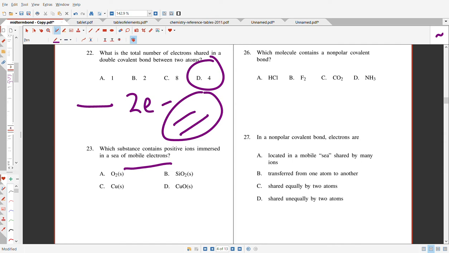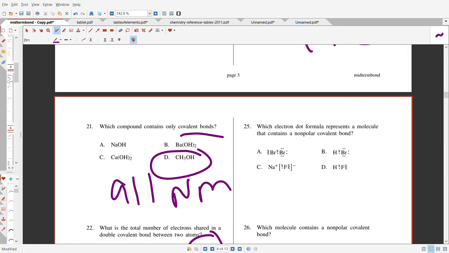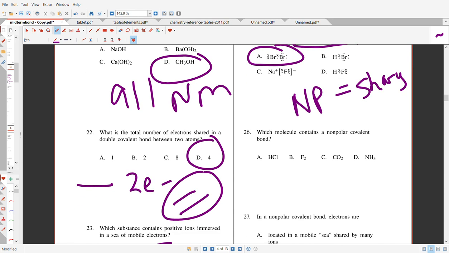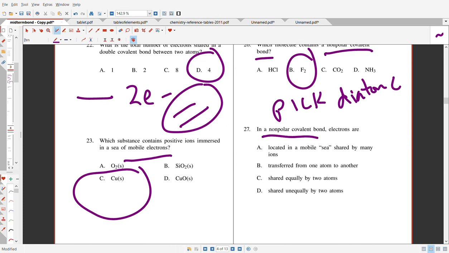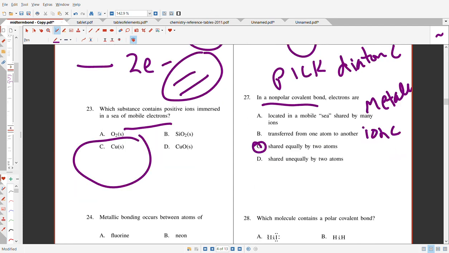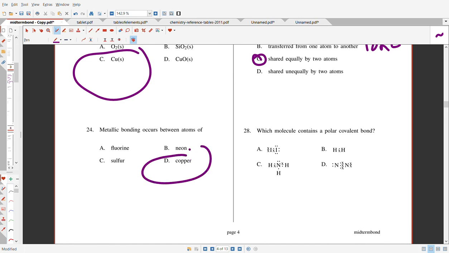Mobile electrons, you're going to find a metal alone. And copper, you should know, is a metal. Non-polar bonds. For non-polar bonds, it's equal sharing, so you want to pick 2 of the same, Br, Br. Non-polar bonds, pick the diatomic. At this point, this is a review, just know that. Pick the diatomic, 2 of the same. Non-polar bonds is equal sharing, not transfer. Transfer is ionic. Mobile electrons is metallic, okay? Metallic bond, you pick a metal alone.